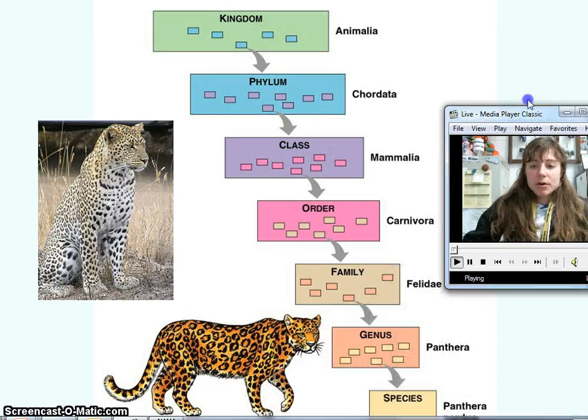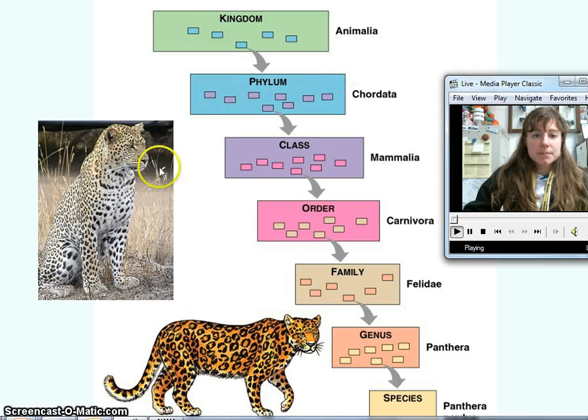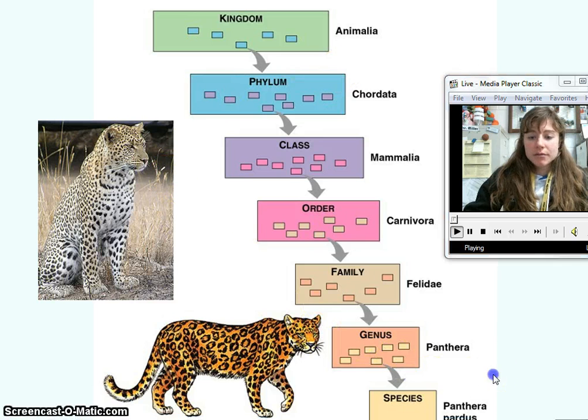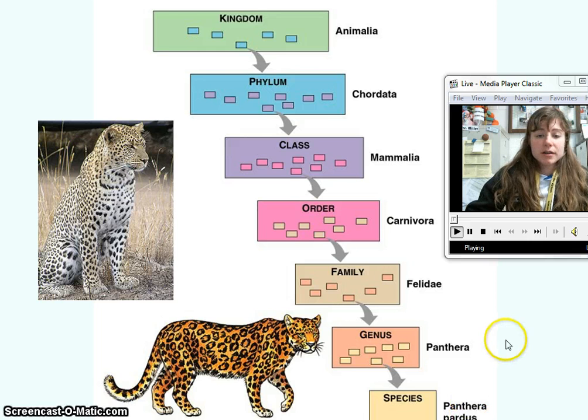An example of this would be the organism that you see here, Panthera pardus, so the type of panther, and it's in the domain Eukarya, which I did not show here, kingdom Animalia, phylum Chordata, class Mammalia, then Carnivora, Felidae, Panthera, and then species Panthera pardus.